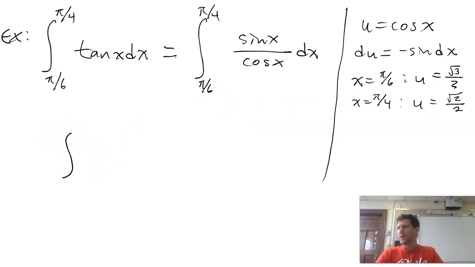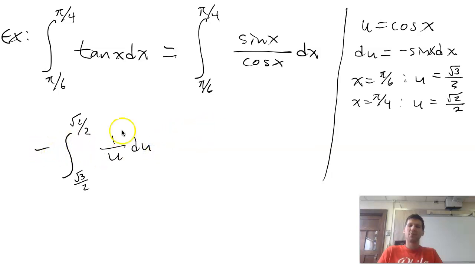What I need to do is replace sine of x dx, forgot that there. But du is negative sine dx, so I have to plug in a negative du, which I could just pull out front here. So I would get root 3 over 2 and root 2 over 2 as the bounds. Now that I'm writing it in terms of u, I would rewrite this as 1 over u du.